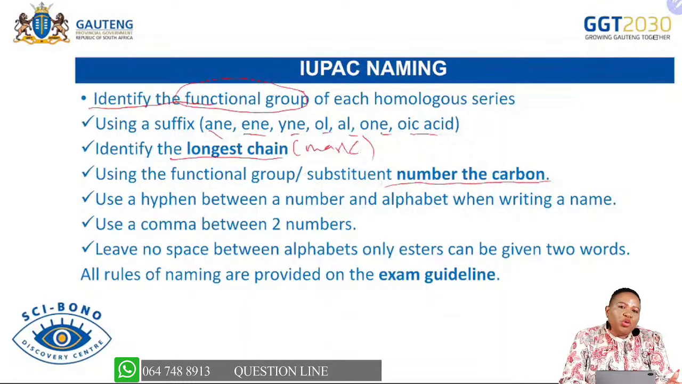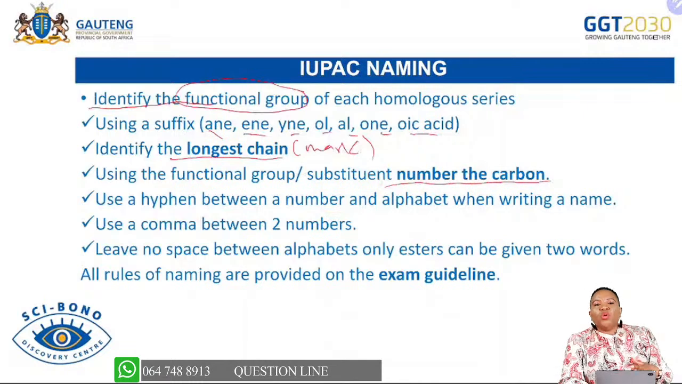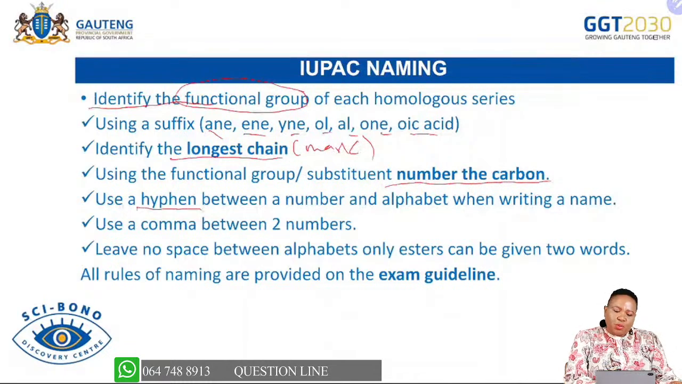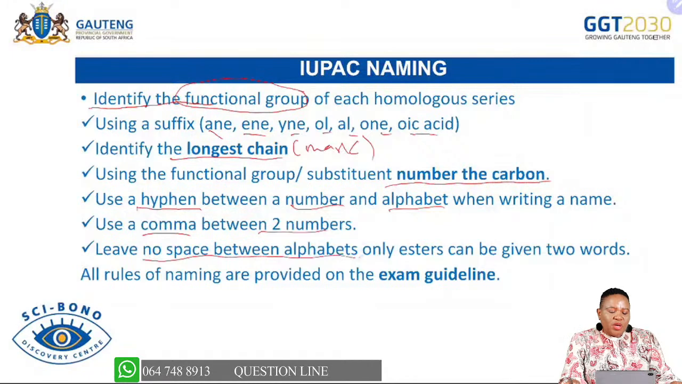So all those 5 facts that I just mentioned, you definitely need to go back to all the structures that you have already done with your teachers and check in which way you are numbering your carbons. Also remember, we always put hyphens between the number and the alphabet. We put a comma between 2 numbers or 3 numbers. There are no spaces when there are 2 alphabets following each other, and all the rules, as I'm saying, are provided to you in your exam guideline.